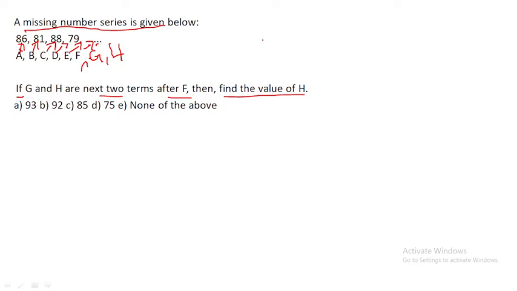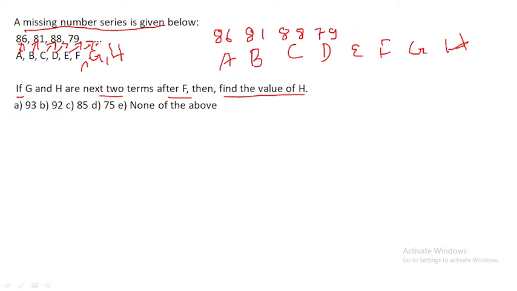So what we have to do is write down and find out the logic of the series first. 86, 81, 88, 79. These four numbers are given, and after these we have to calculate four more numbers in the series, right? A, B, C, D. Now after this E, F, G, H. So we have to find out the values of E, F, G, then only we'll get the value of H, right?